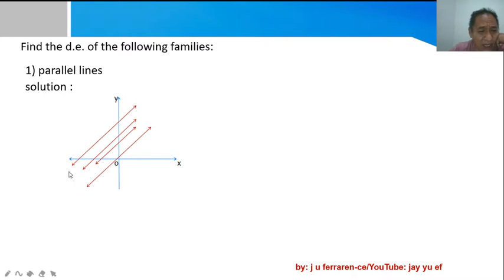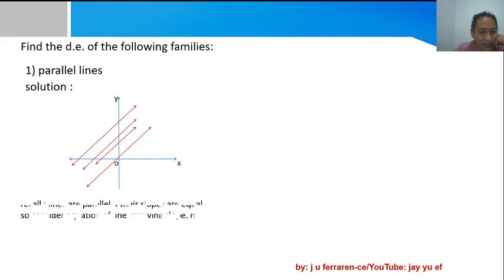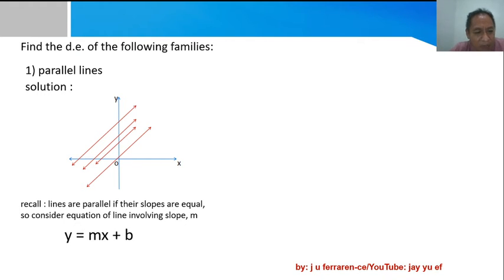Now, we recall that lines are parallel if their slopes are equal, correct? Provided they are not coincident, they are separated by a constant distance. More importantly, we observe that their slopes must be the same according to our analytic geometry. Now, I have to consider an equation of a line wherein there is the presence of a slope. So we have the slope-intercept form, y = mx + b. This is the slope, and then b represents the y-intercept.